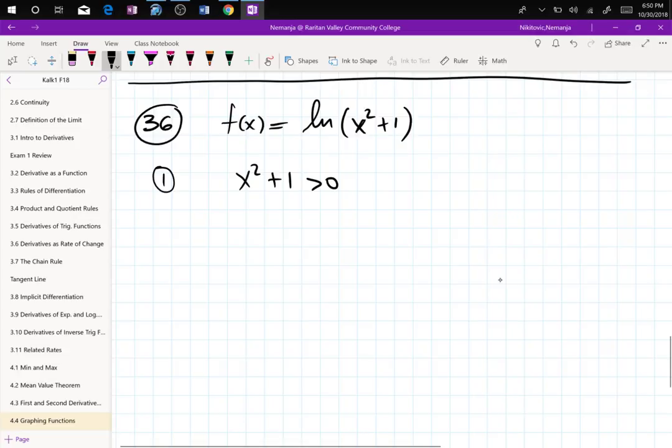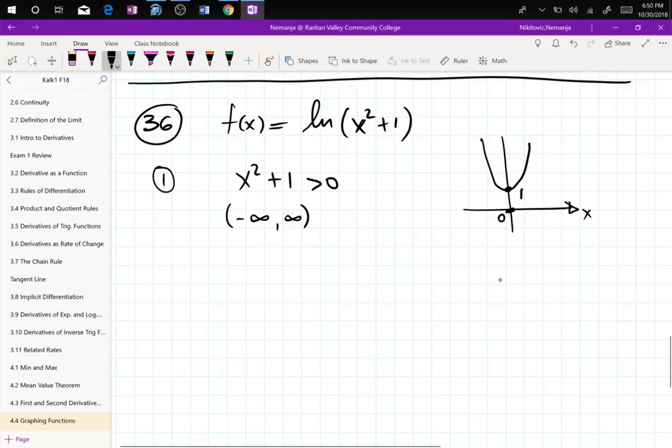Now, when is x squared plus 1 bigger than 0? The answer is always. Because you can just see that from the graph. If you draw x squared going through 1, it's always above 0. Right? Because 0 is right here. And the whole thing is bigger than 0. So, domain is negative infinity to positive infinity. We get to worry about the entire domain.